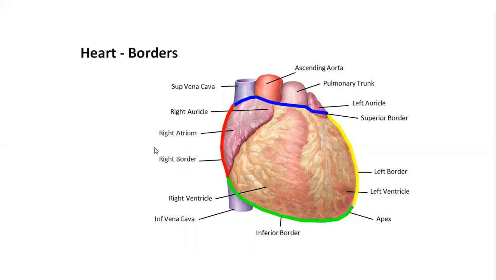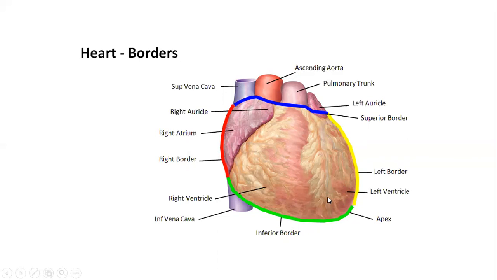Then we have an inferior border. Inferior border is shown here in the green outline. It is almost horizontal and mainly it is formed in the majority of its portion by the right ventricle and partly by the left ventricle. This is the left ventricle, this is the right ventricle, and in between these two ventricles is running a depression called interventricular groove or interventricular sulcus. It is present on both the surfaces of the heart, anterior and posterior.